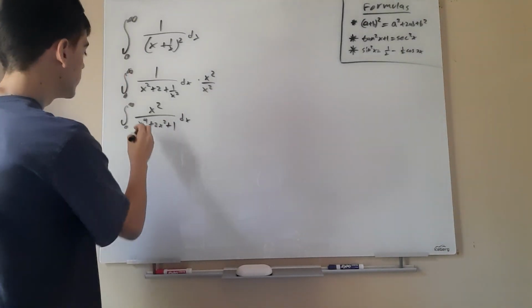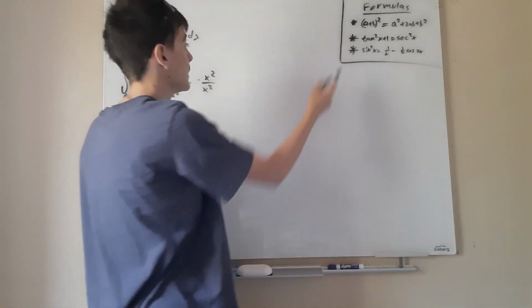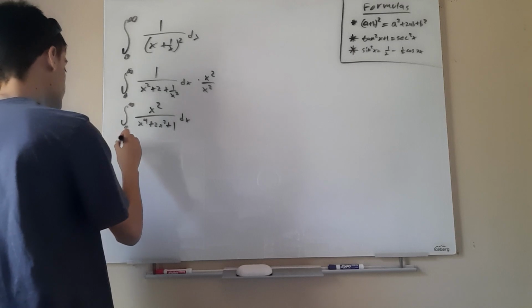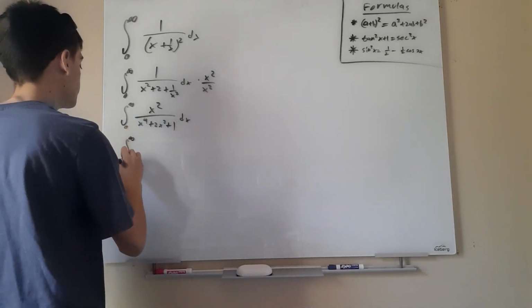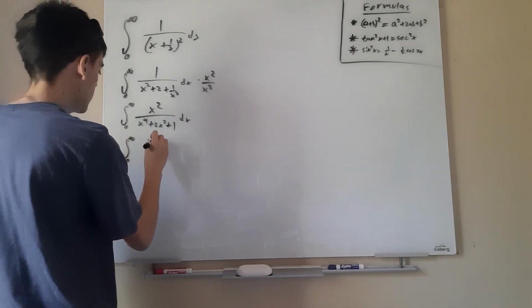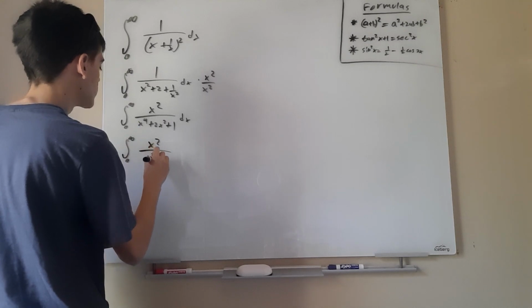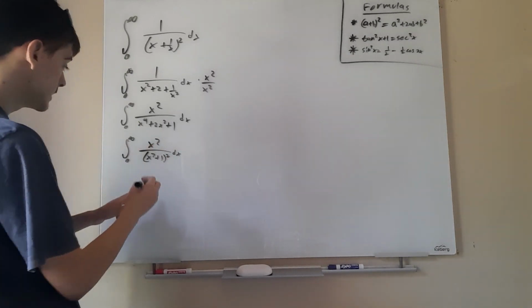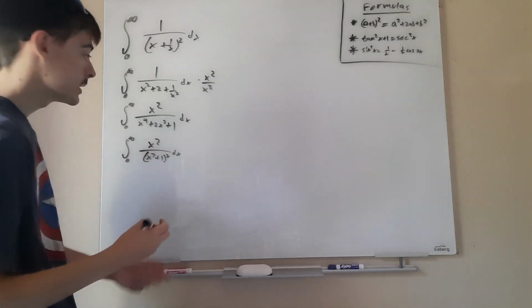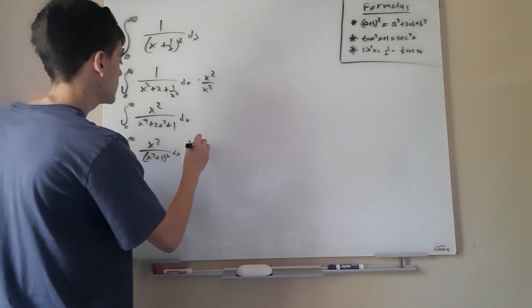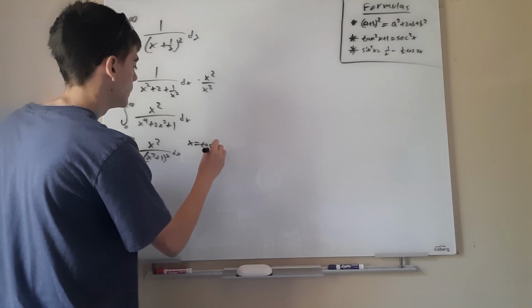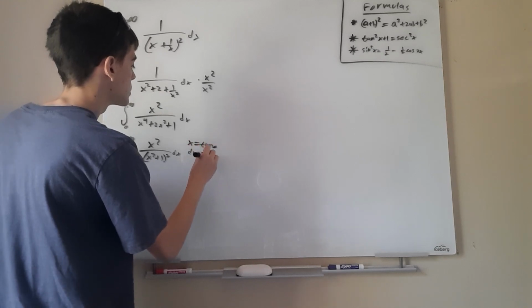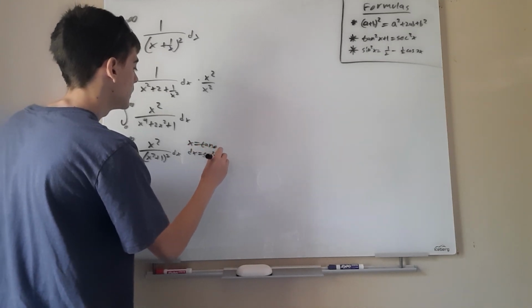We are now going to factor the denominator using our first formula again, just in reverse, returning it back to its perfect square form, so it's easier to see things. So it will be x squared over x squared plus 1, quantity squared. And it's in this case that we are going to do a trig substitution. We are going to let x equal tangent theta, and then dx would equal secant squared theta d theta.